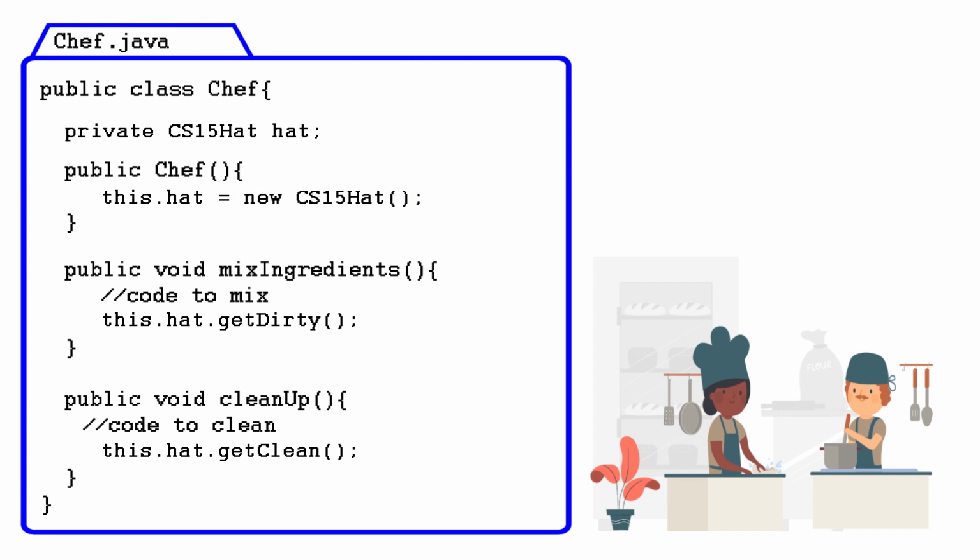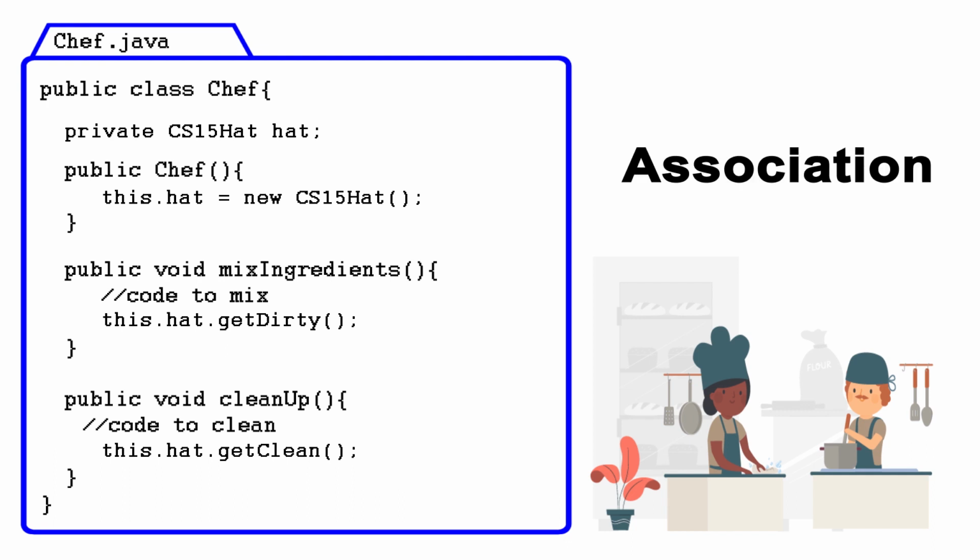Recall that we said our chef contains a CS15 hat because the chef created or newed the CS15 hat instance. Once the chef has created the CS15 hat instance, we say the chef knows the CS15 hat instance and is therefore able to call methods on it. But let's say a third party, like a restaurant class, creates the CS15 hat instance instead, because chefs don't often make their own hats. We still want our chef to know the hat and therefore be able to call methods on it. We say we want our CS15 hat to be associated with our chef.